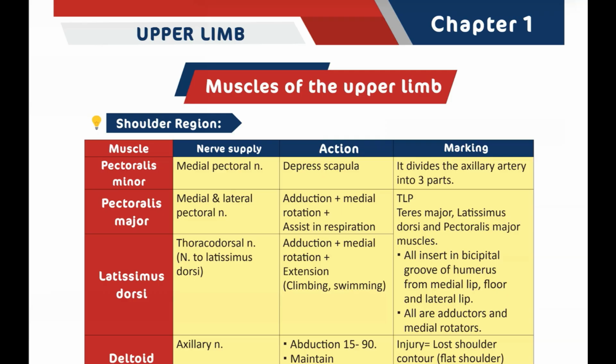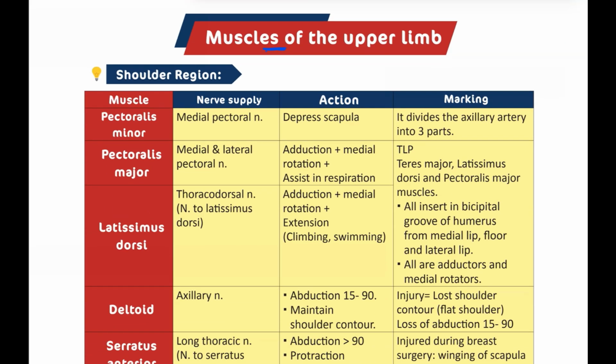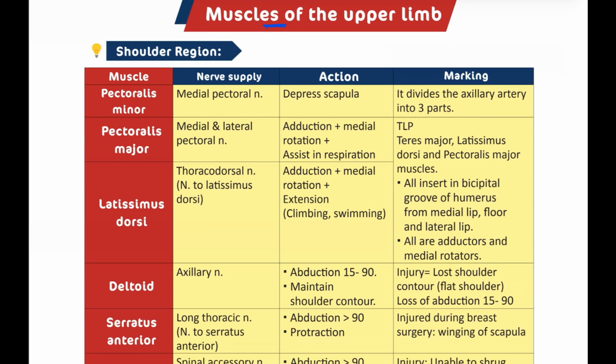So next up we have the discussion about the muscles of the upper limb. You're not supposed to exactly know the origin or the insertion, but you're supposed to know the nerve supply, the action, and whether there is any specific relationship or any specific anatomy point related to that muscle. So we'll have that discussion. First of all, we have the shoulder region.